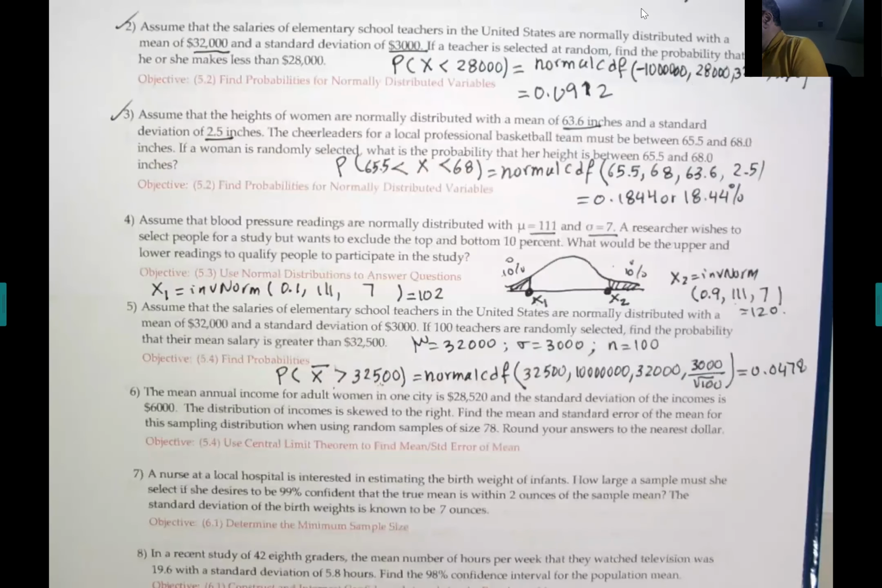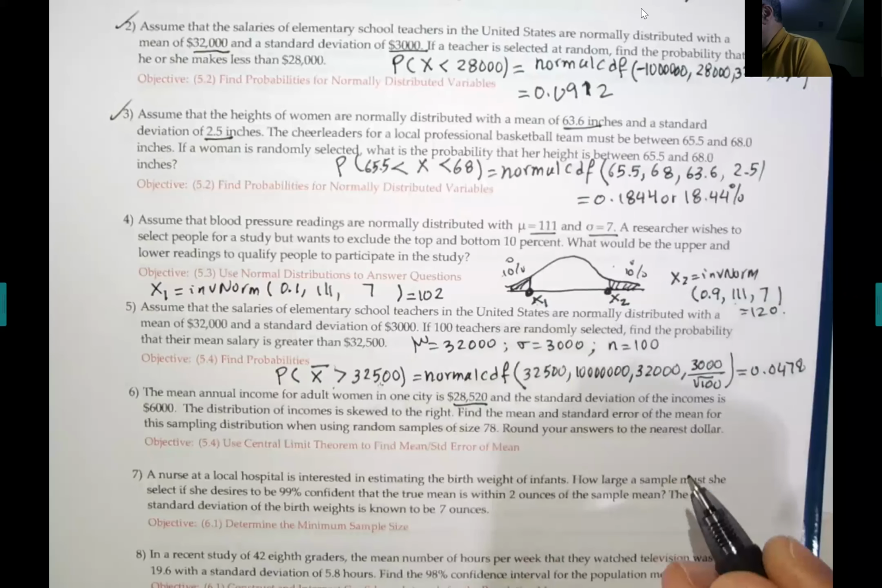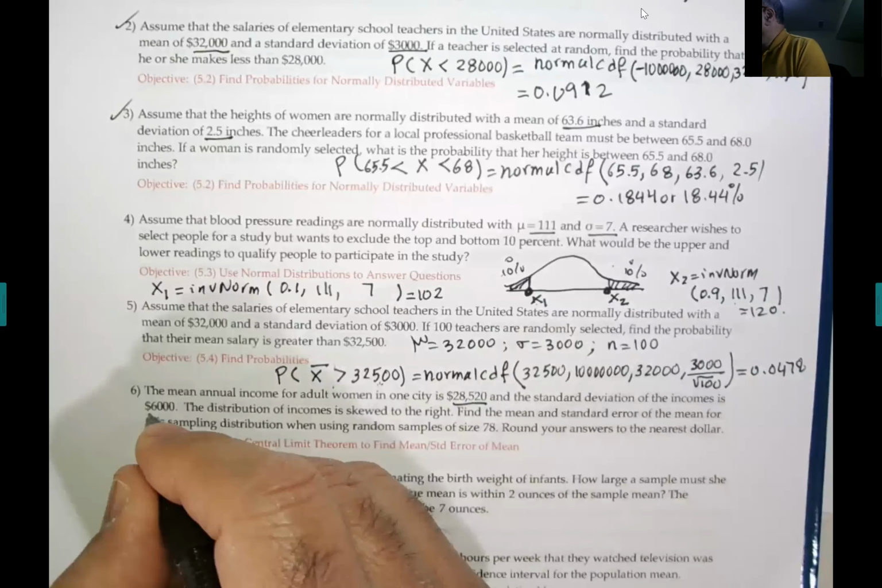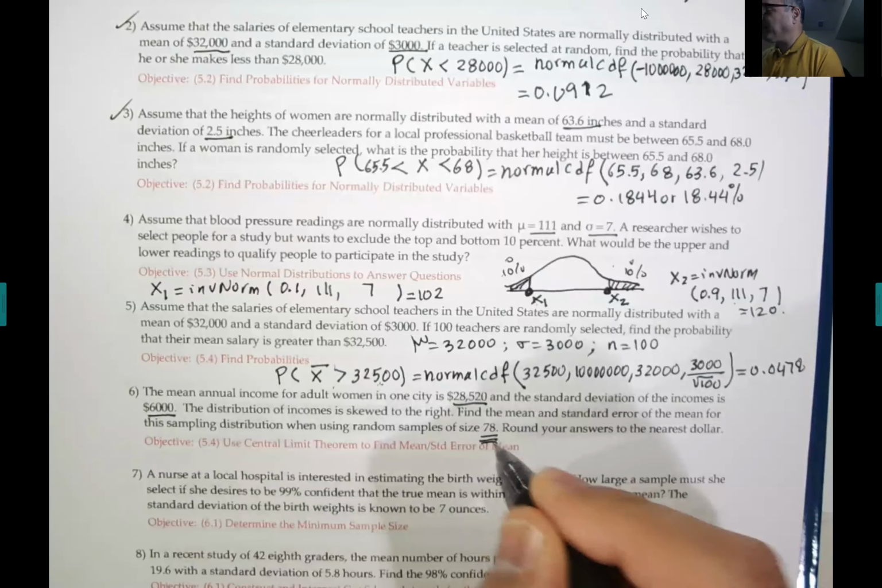The mean annual income for adult women in one city is 28,520. And the standard deviation of the income is 6,000. The distribution of income is skewed to the right. Find the mean and the standard error of the mean for the sampling distribution when using random samples of size 78. Again, we're talking about samples, guys.